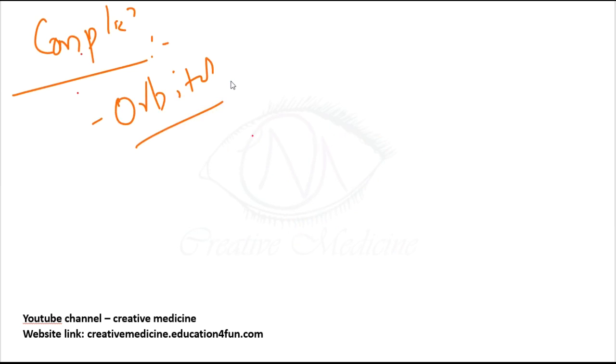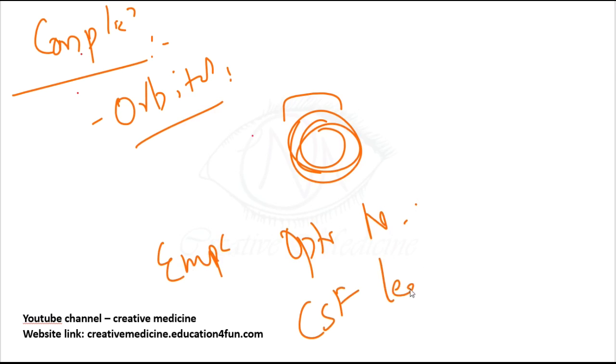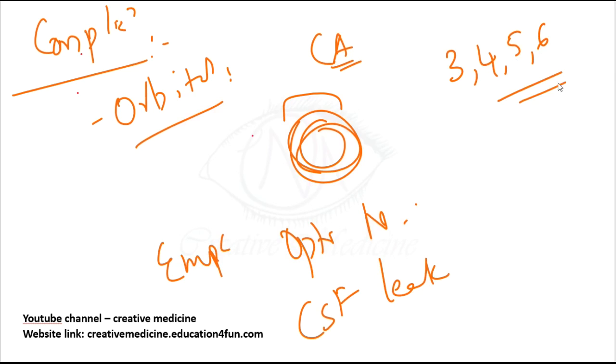Now, what about the complications? In the complications, we have orbital complications. Periorbital ecchymosis can develop, and emphysema can develop. Sometimes optic nerve injury can occur, and also there can be intracranial injury like CSF leak, and carotid artery injury can also develop. Cranial nerve 4, 5, 6 injury can develop. Okay, this can also cause hemorrhage from the sphenopalatine and ethmoidal artery.